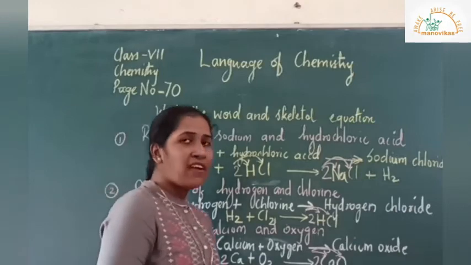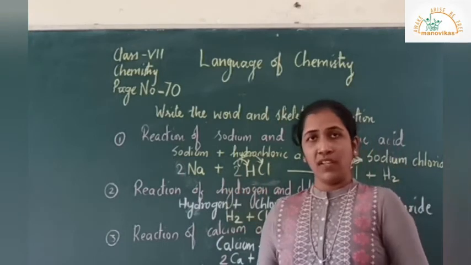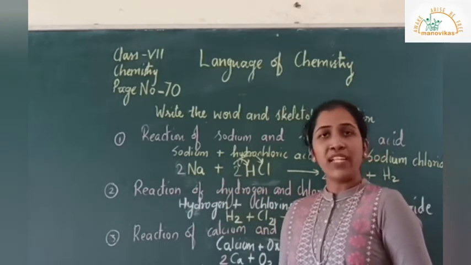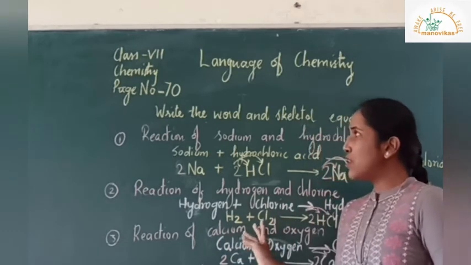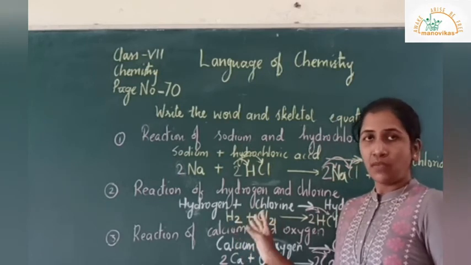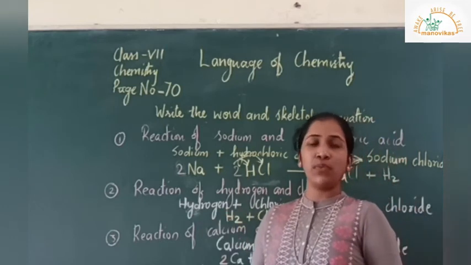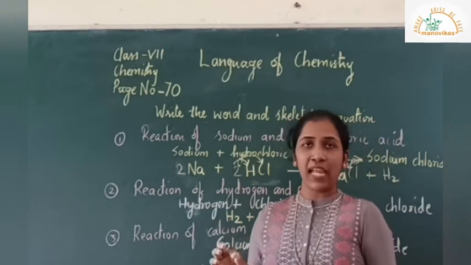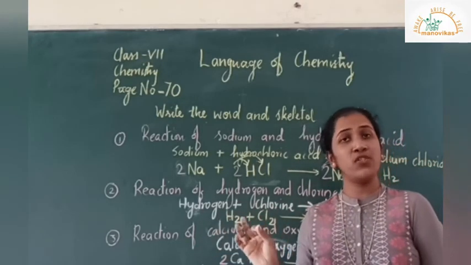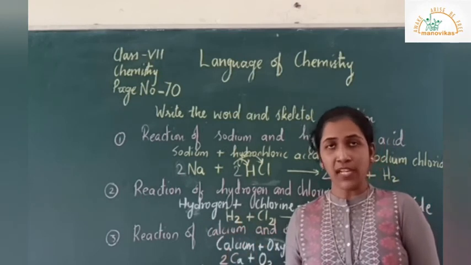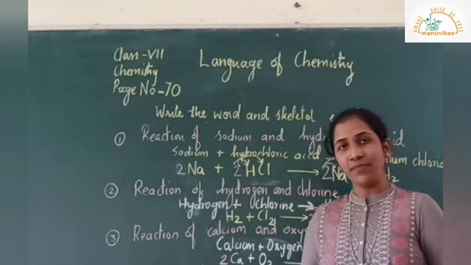So in this we have studied the chemical equation. We have studied how to write the word equation and how to write the skeletal equation. Please practice these reactions, how to write the word equation and how to write the skeletal equation. And after writing the skeletal equation, please try to balance the chemical equation, because we have to always balance the chemical equation according to the law of conservation of mass. Okay. So in this we have completed the language of chemistry chapter. Thank you.